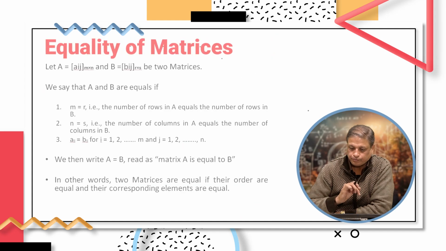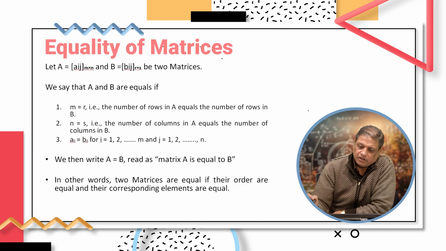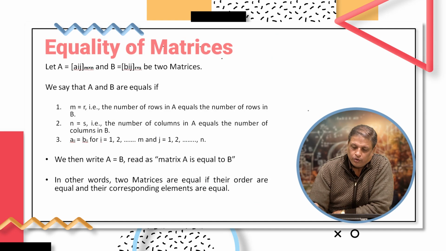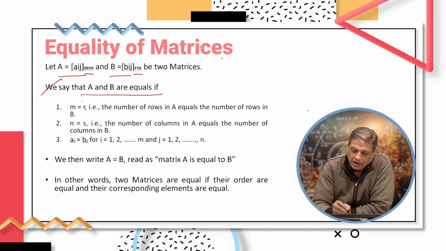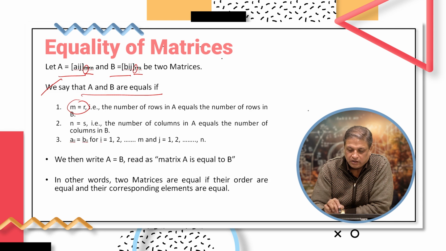Now, when are two matrices said to be equal? In order to understand the equality of matrices, let A = Aij be a matrix of order m cross n, and B = Bij is a matrix of order r cross s. Now, the two matrices are said to be equal if the value of m is equal to r, that is, the number of rows of both the matrices should be the same, and n should be equal to s, that is, the number of columns of both the matrices should be the same.